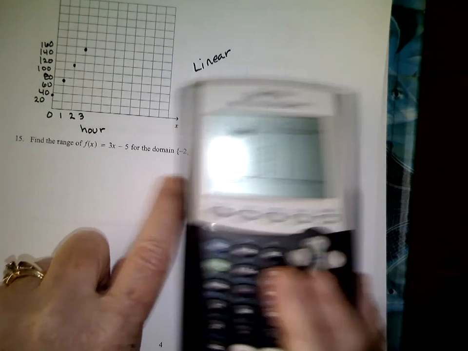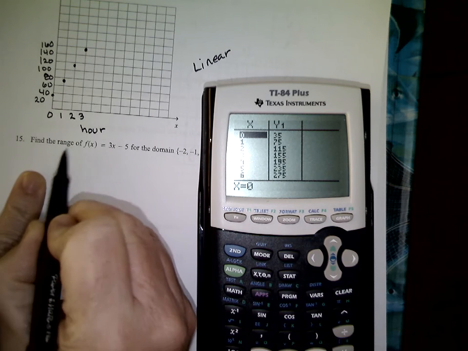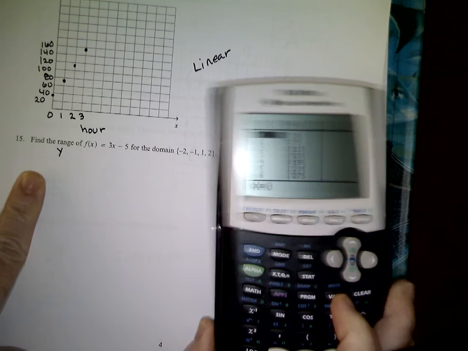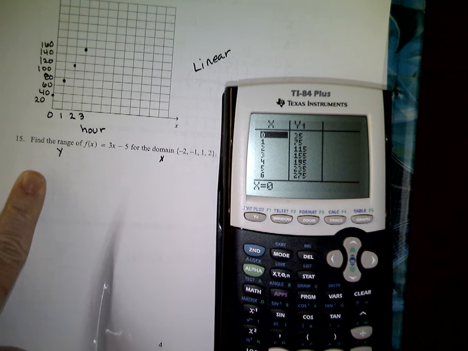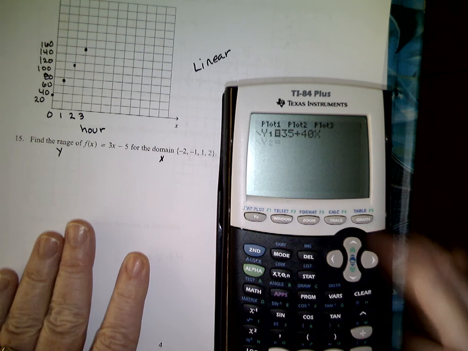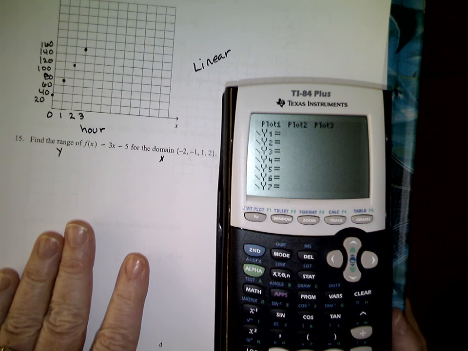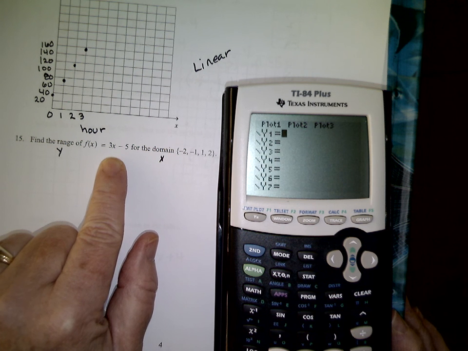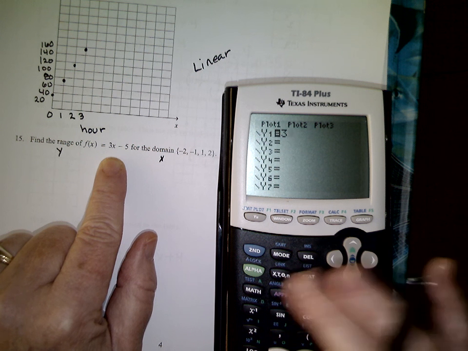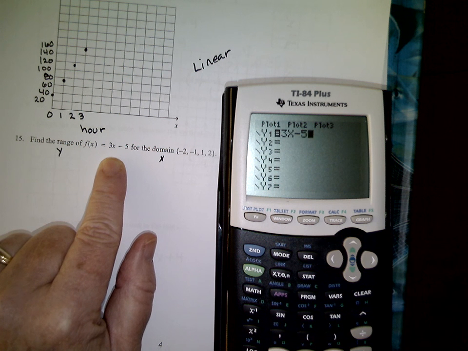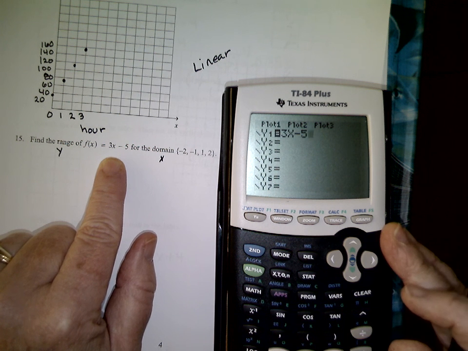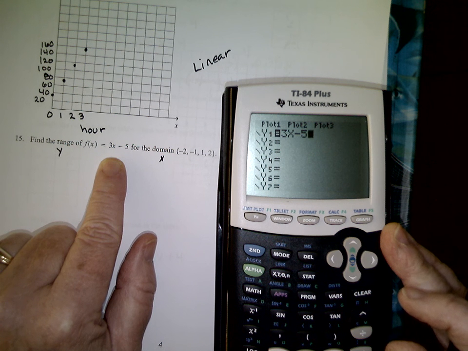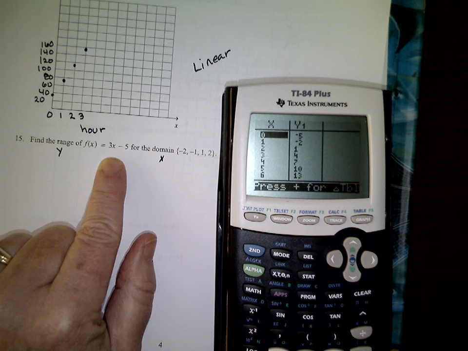Okay, 15. Find the range. Go back to your calculator. Find the range. Guys, those are the y values for this domain. These are the x values. Go back to your calculator. Go to y equals. Hit clear. Enter your function. 3x minus 5. Go to the table.